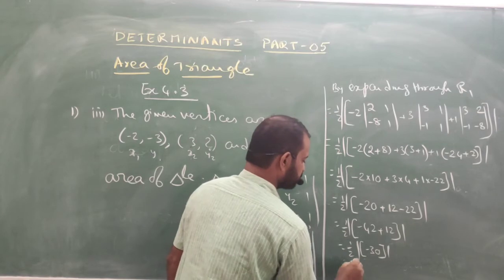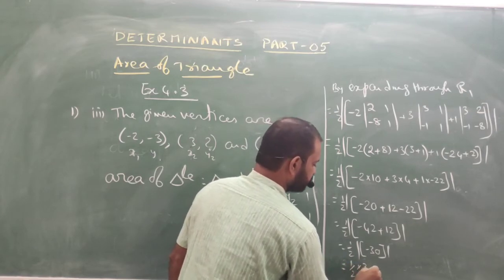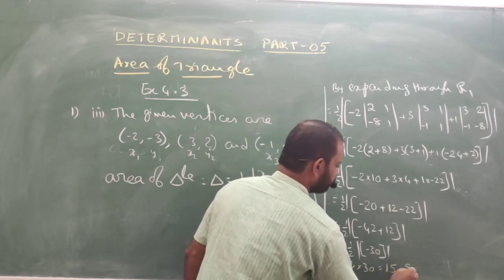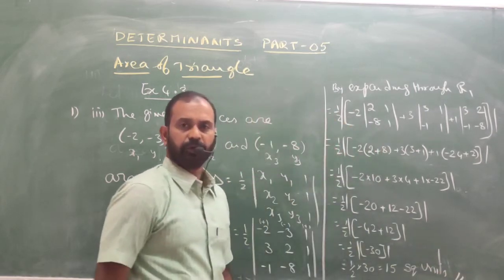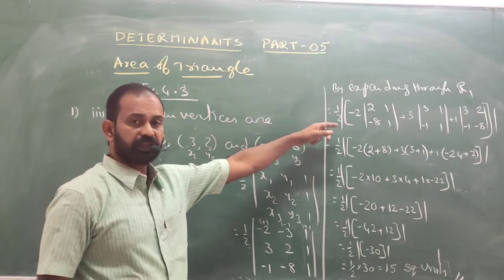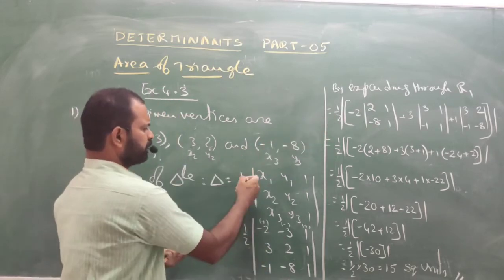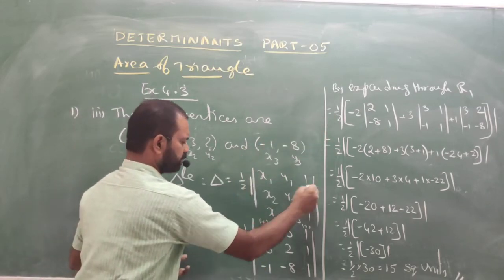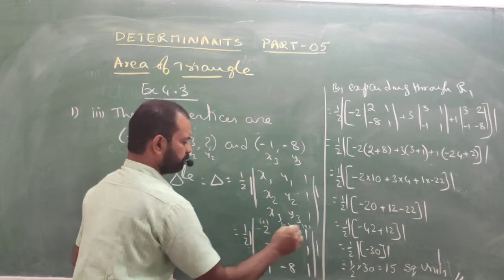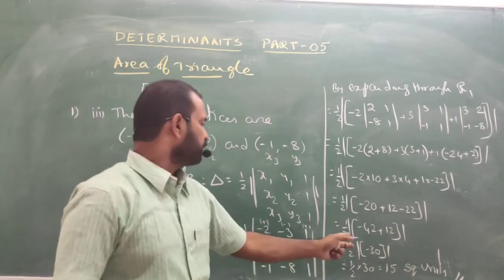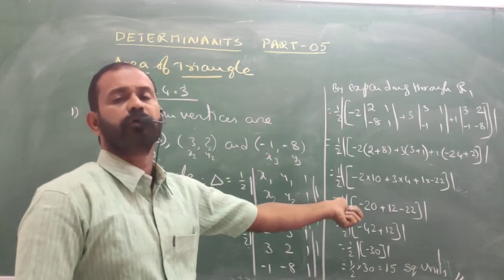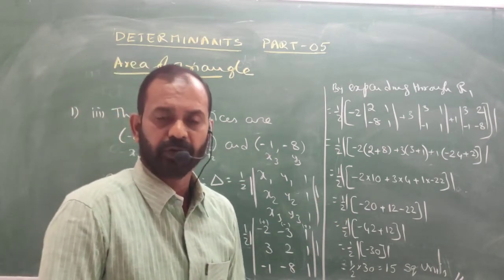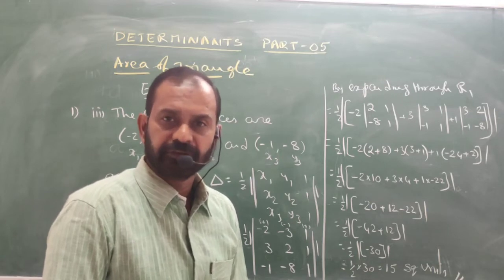So this is equal to half into 30, that is equal to 15 square units. I hope this is clear. So modulus, where should we apply? Here also you can apply, there is no problem at all. From the beginning you can apply the modulus. If negative is not coming, it is well and good. If negative is coming, you have to take the positive value only. I hope it is clear to everybody.